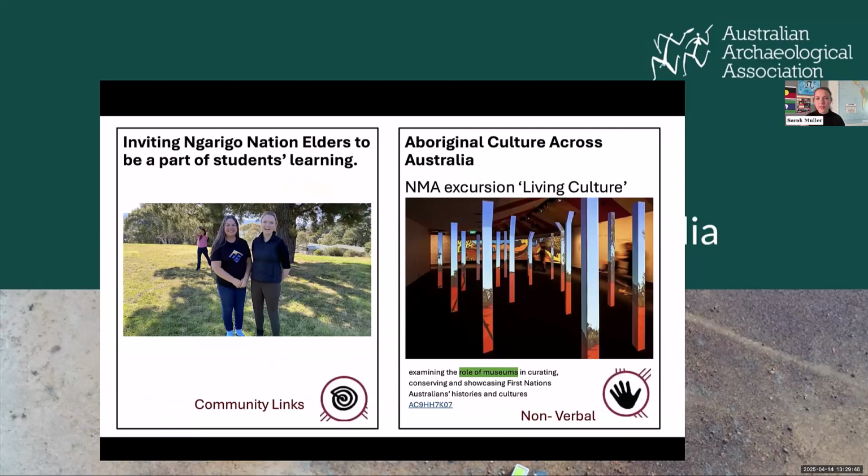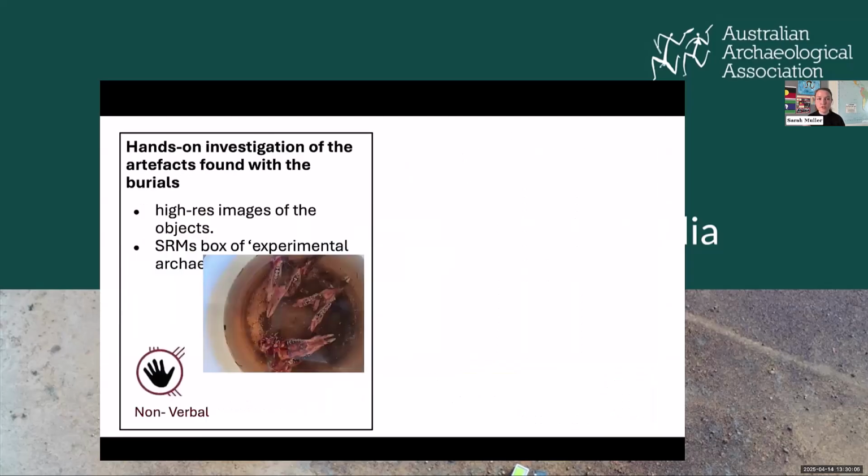We're really lucky. We've got the NMA right next to us. And so they had the Living Culture exhibition on. They now have the Great Southern Land exhibition, which is brilliant. And they've also got some little 30-minute sessions where you can do hands-on sessions with Indigenous tools, which is useful as well for students. I love hands-on things.